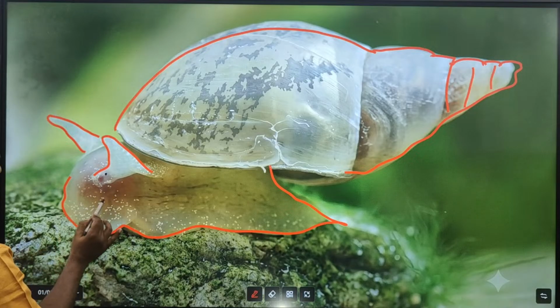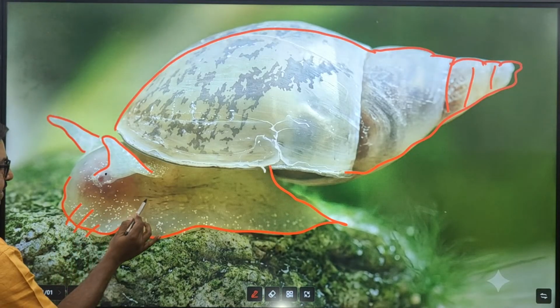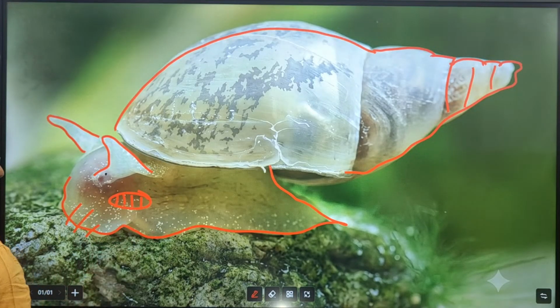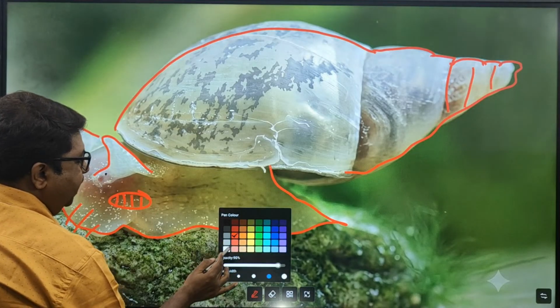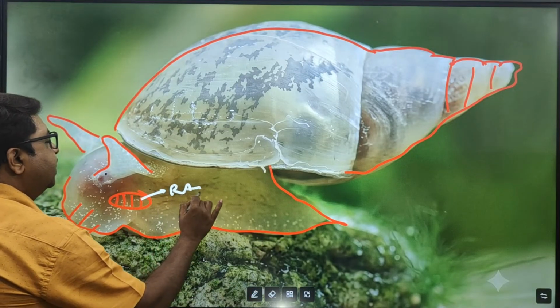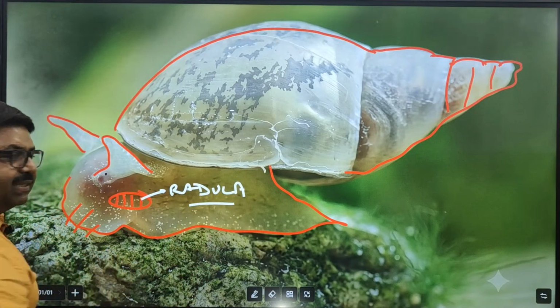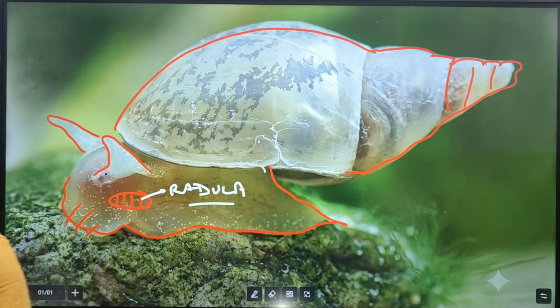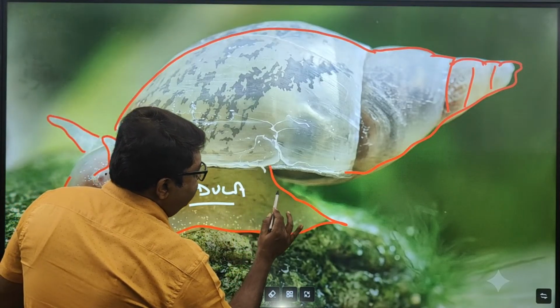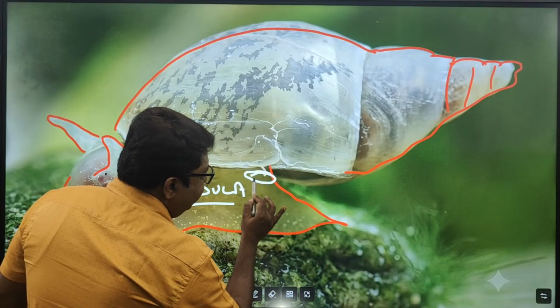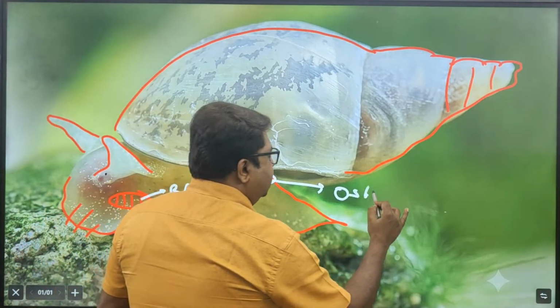Clear? Inside the mouth, inside this structure, there is a structure over here called radula. It's a rasping organ, a feeding apparatus. Radula. Both important. There's another sensory organ present over here in the muscular foot, close to this. And this structure is called Osphradium.